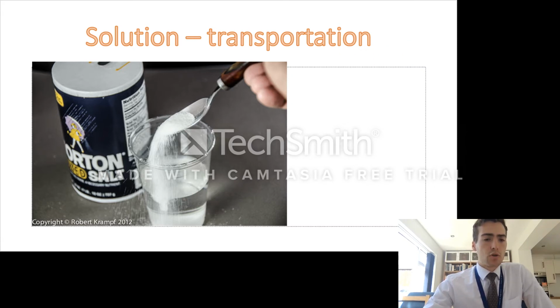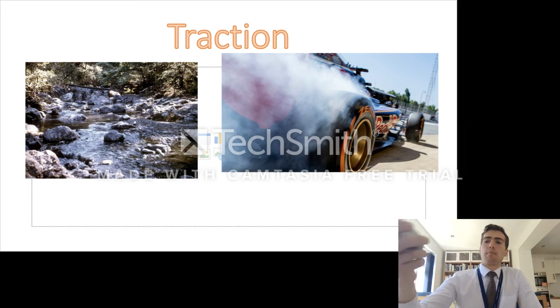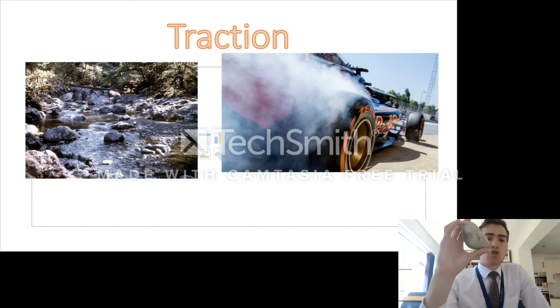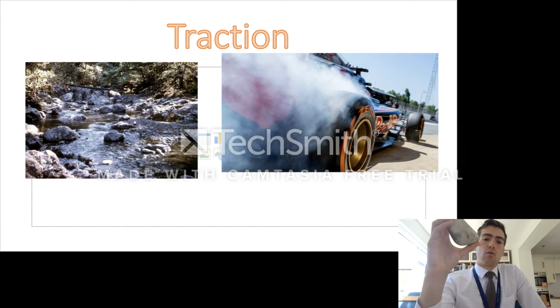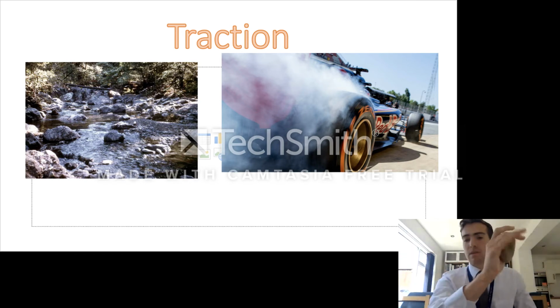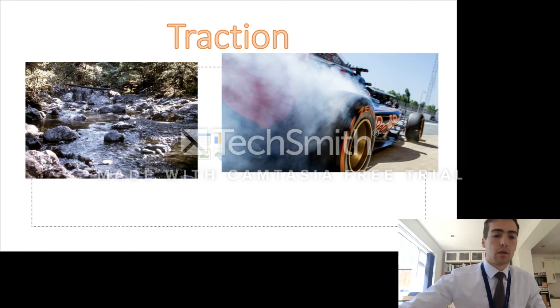The third one, traction. So traction, this is when the bigger rocks, or maybe ones like this size or bigger, they are too heavy for the water to pick up and carry, so they are rolled along the riverbed. Okay, so they're too heavy to carry, so they're rolled along the riverbed. We call that one traction.